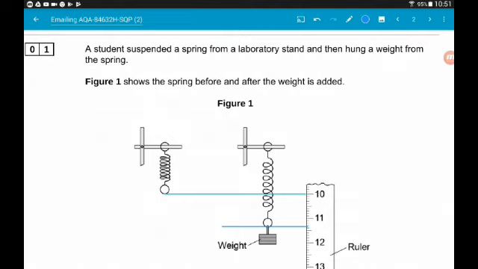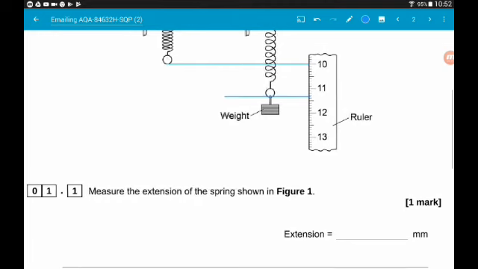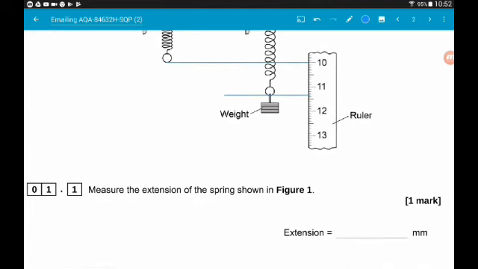So, for question 1, a student suspended a spring from a laboratory stand and then hung a weight on the spring. Figure 1 shows the spring before and after the weight was added. 1.1 wants us to measure the extension of the spring when the weight is added.